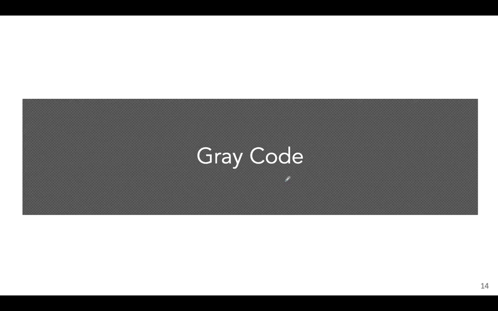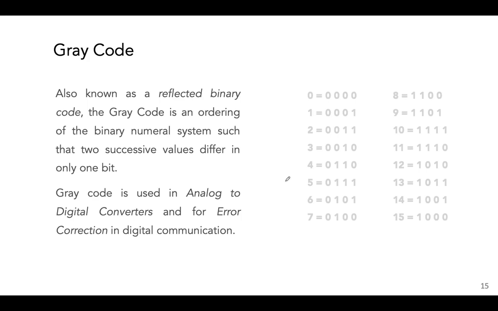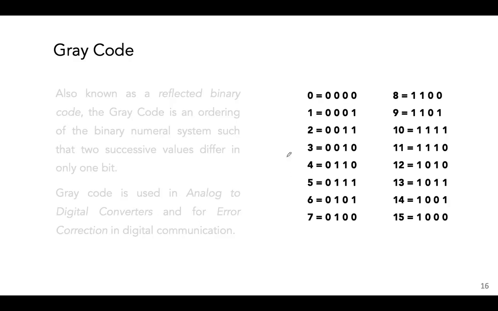Alright, the second kind of code that we're going to talk about in this video is gray code. Now, also known as reflected binary code, the gray code is an ordering of the binary numeral system such that two successive values differ in only 1 bit. Now, this is gray code for all decimal digits from 0 to 15. You can have digits farther than this, but this is just for illustrative purposes.